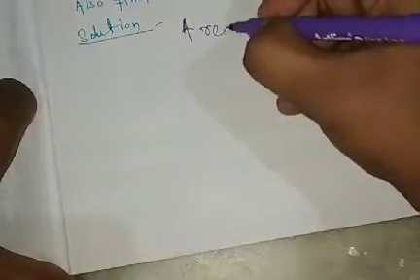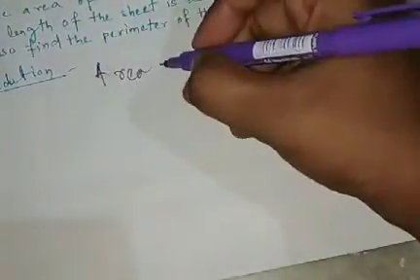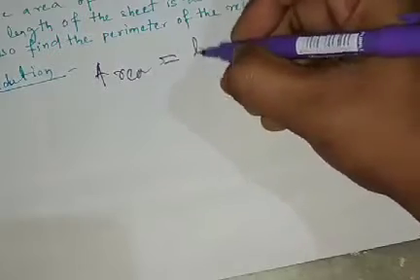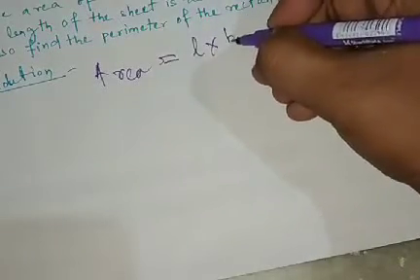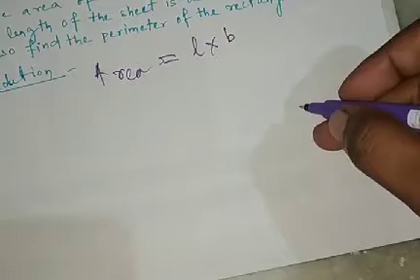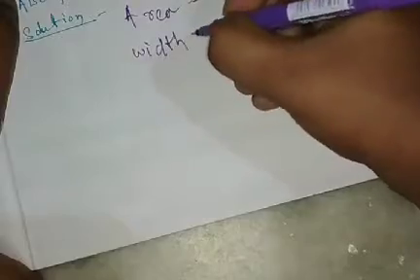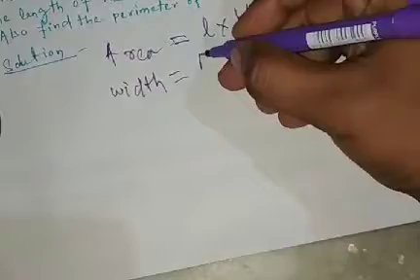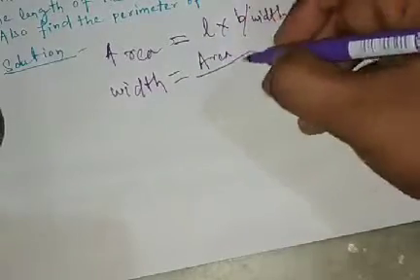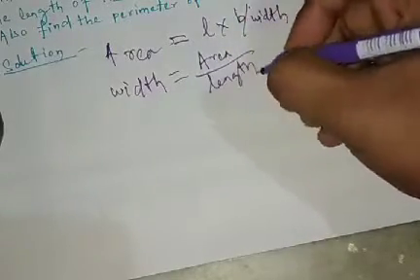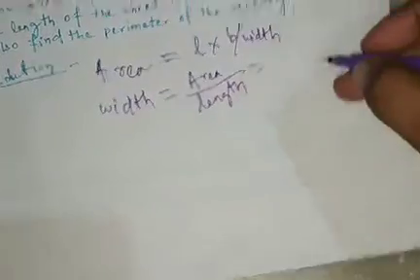Area equal to length into breadth or width. So you can write length or width. So width equal to how much? Width equal to area by length. So area is how much?